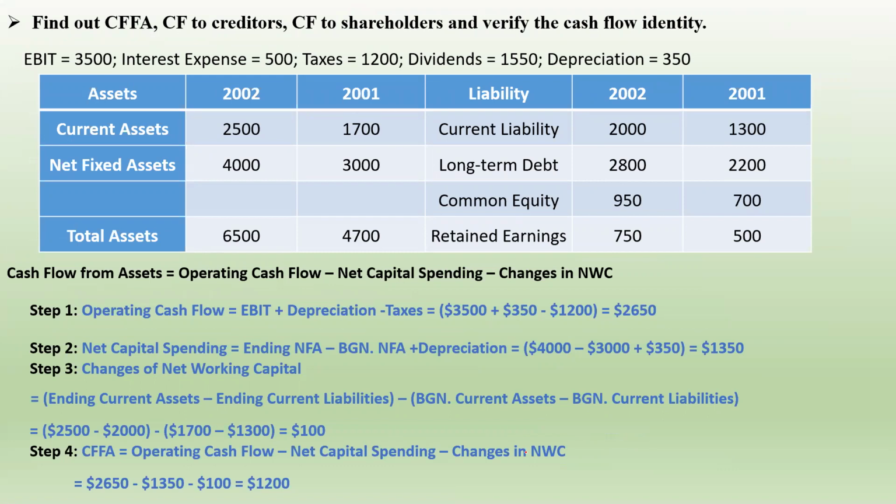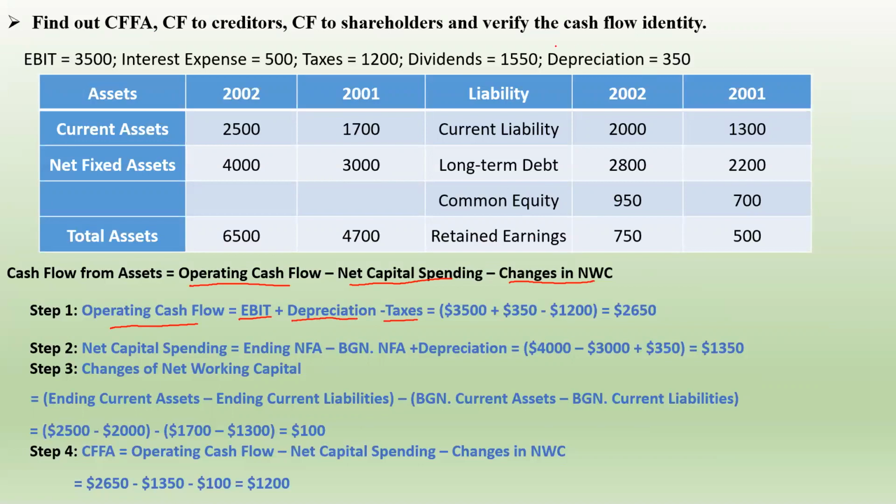And the next practice also asks you to find out the cash flow from assets, cash flow to creditors, cash flow to shareholders, and verify the cash flow identity. So first, we of course need to find out the cash flow from assets. Cash flow from assets again equals operating cash flow minus net capital spending minus changes in net working capital. So we need to find out the operating cash flow first. It equals EBIT, add back depreciation, minus tax.